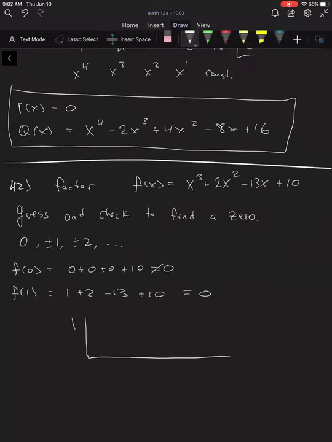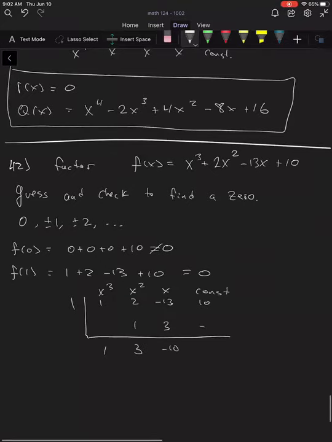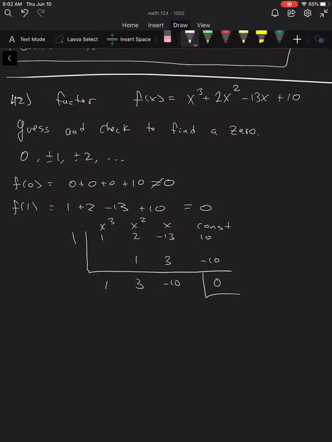What's the highest power we have? It's x to the 3, so we need our x to the 3 column, x to the 2, x to the 1, and the constant. So we have 1x to the 3, 2x squared, minus 13x, and then 10. Now do synthetic division. Bring down that 1. 1 times 1 is 1. Add those, we get 3. Then do the multiplying step, 3. Add those, we get minus 10. Multiply, minus 10. And add those, we get 0. We need to get 0 at the very end. If we don't get 0, then we made a mistake.